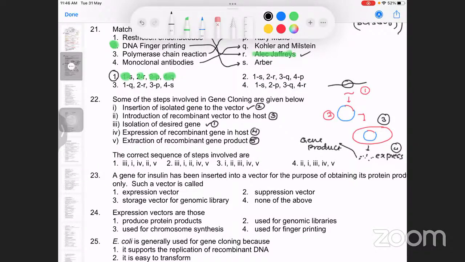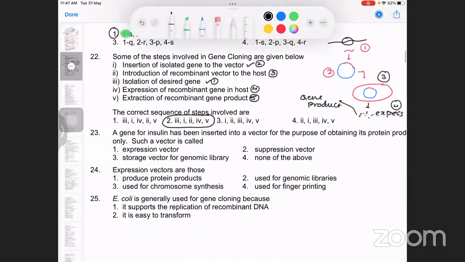That is 2, 3, 1, 4, and 5. Sorry, 3, 1, 2, 4, and 5. Is that clear? So first isolation of the desired gene, then insertion of the isolated gene into the vector, introducing the recombinant vector into the host, expression of the recombinant gene in the host, and extraction of the product.